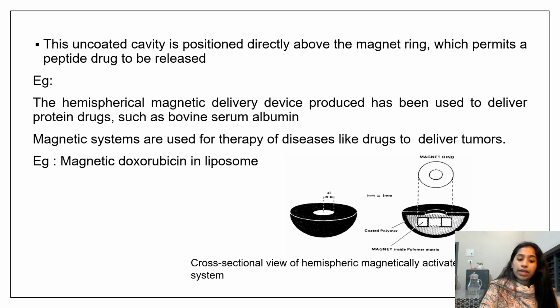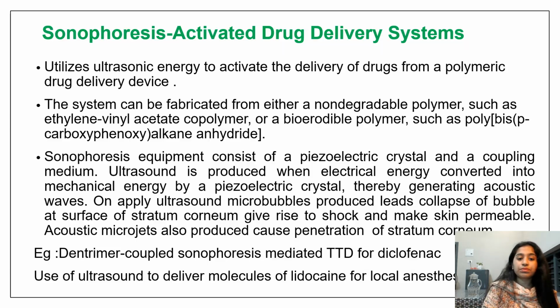You can see here the uncoated area. This area provides the release of the peptide drug, and below it the magnet ring is present. One example is the hemispherical magnet delivery device, which has been used to deliver proteins such as bovine serum albumin, and it is also used for the therapy of tumors with magnetic doxorubicin in liposomes.